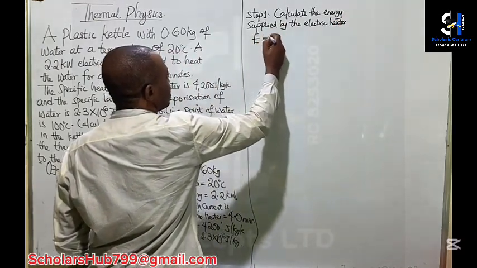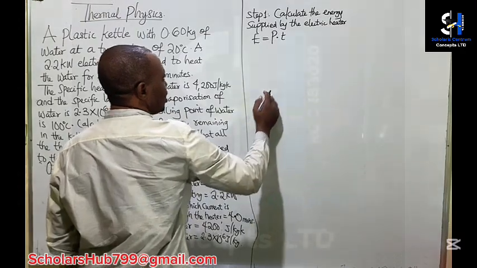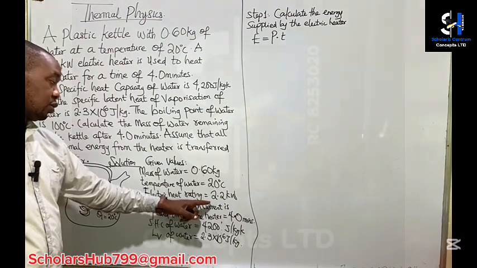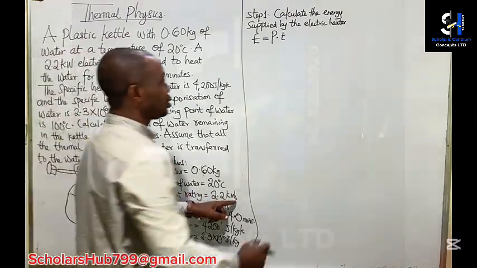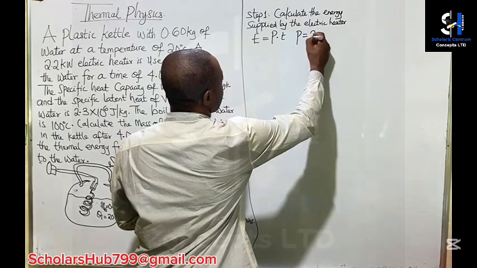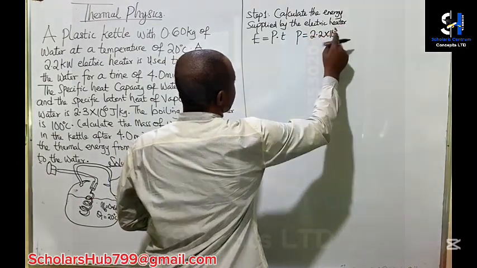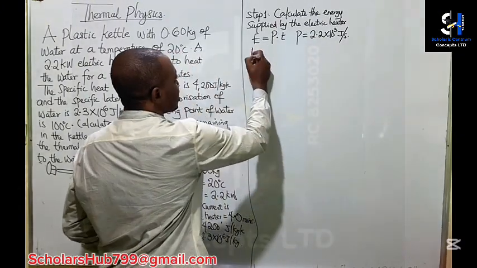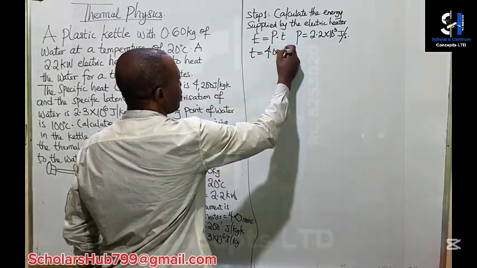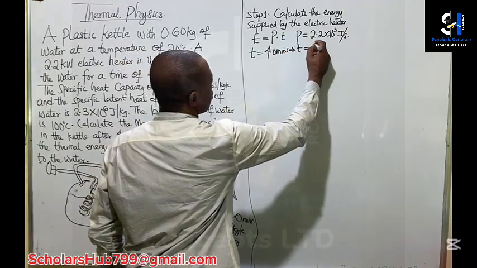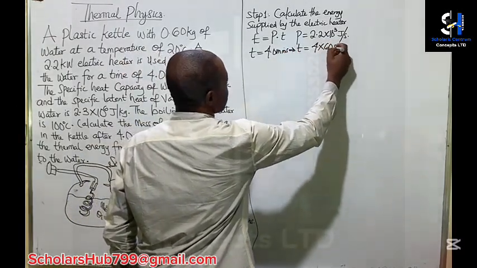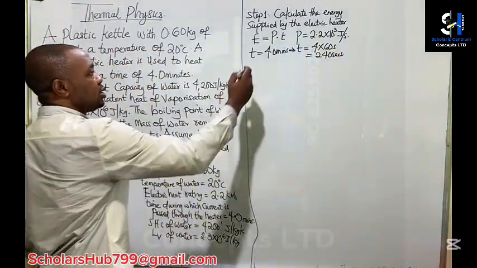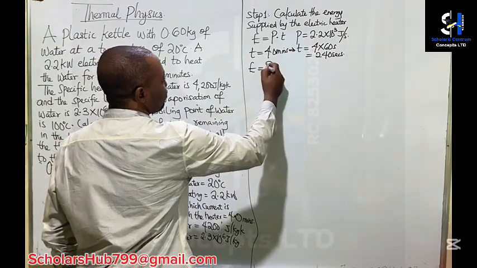So the energy will be the product of power and time. We have here that the heater rating, which is the power, is 2.2 kilowatts. Which means P equals 2.2 times 10 raised to the power of 3 joules per second. That's the power. Now the time is 4.0 minutes, so T equals 4 times 60 seconds, which is 240 seconds. So the energy supplied will now be E equals PT.